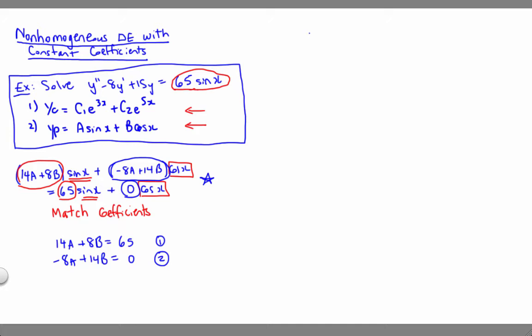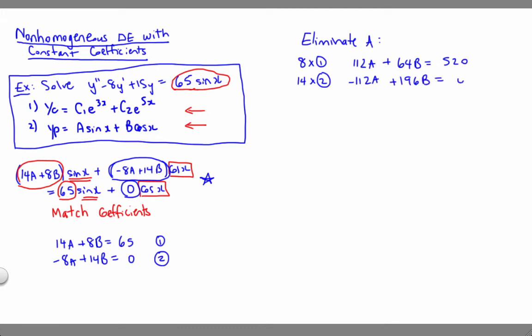So let's try to eliminate a. Let's multiply equation 1 by 8 and equation 2 by 14, and that way we'll get rid of the a's here. So multiplying equation 1 by 8, we get 112a plus 64b is equal to 520. Multiplying equation 2 by 14, we get minus 112a plus 196b is equal to 0.